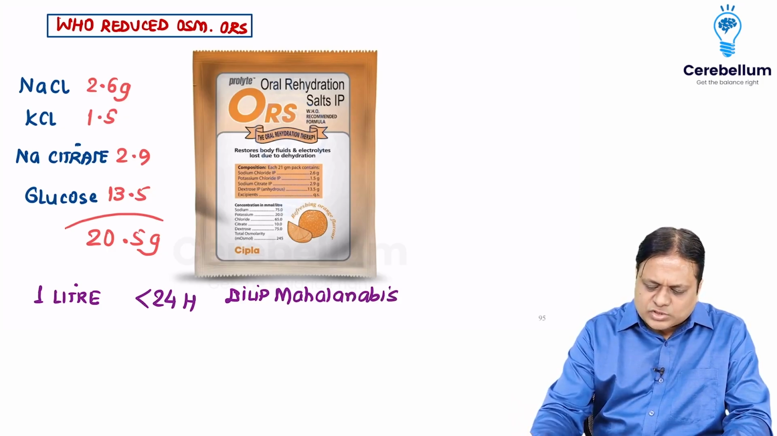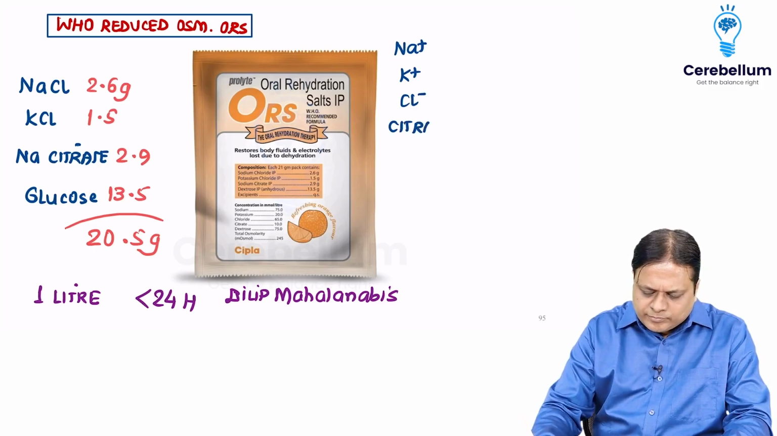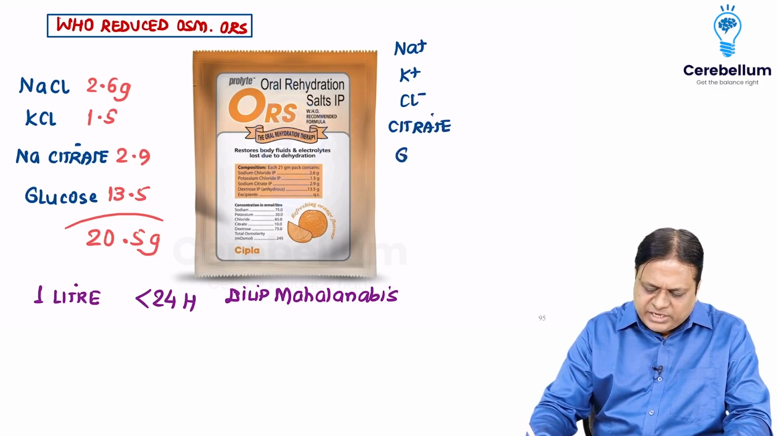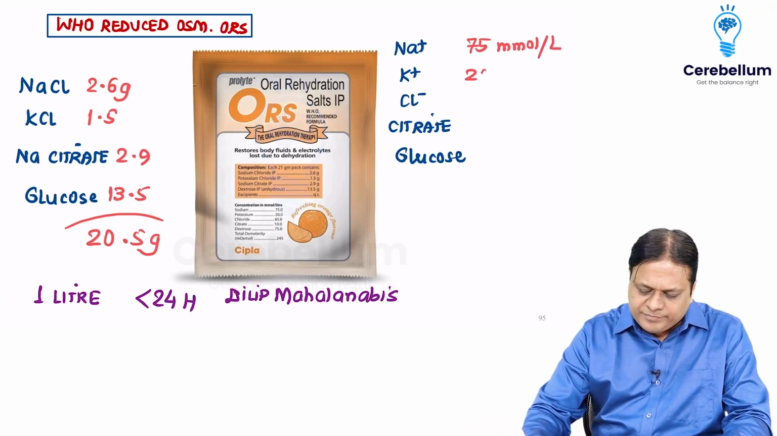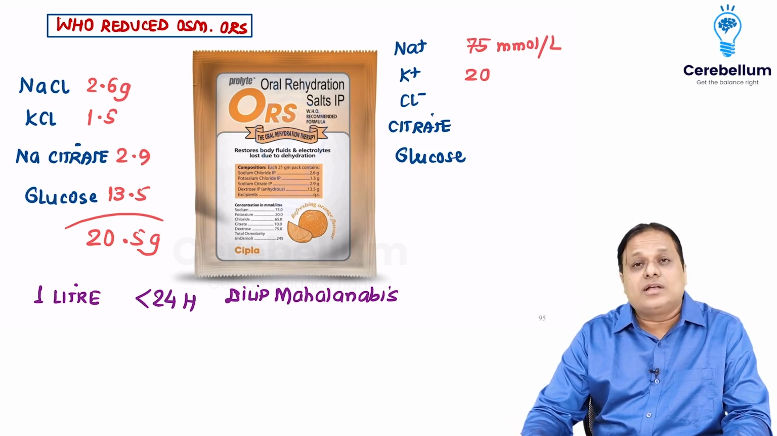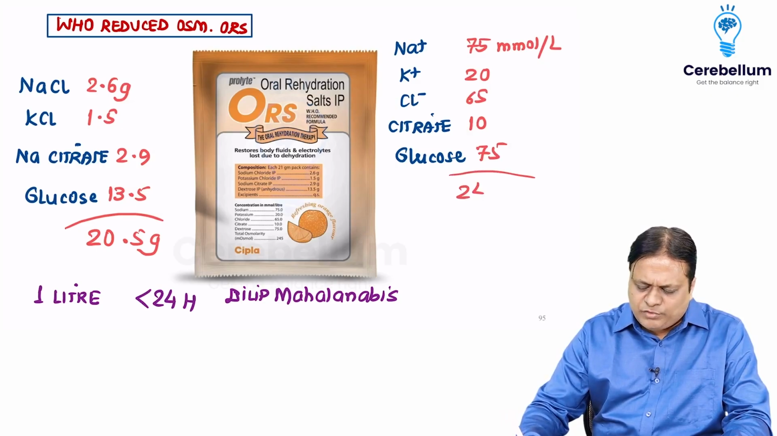When you look at its osmolar concentration, sodium ions are 75 millimoles per liter. Potassium ions are 20. Chloride ions are 65. Citrate is 10. Glucose is 75. Giving a total of 245 millimoles per liter of ORS.